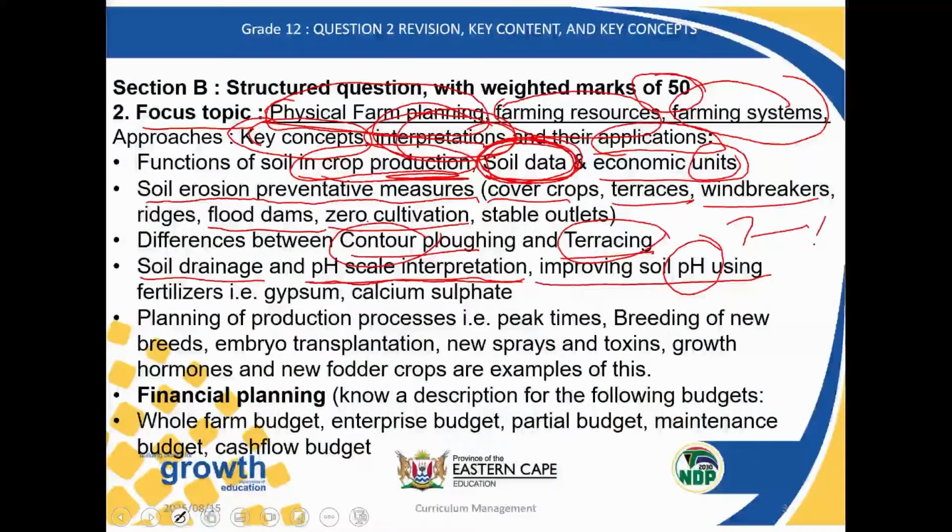Same applies when you go to the extreme right of the pH scale, where you will have your 7, then you have your 14 there. This is alkaline, and below 7, we said it is acidic. Now, then you have here your gypsum, your calcium.